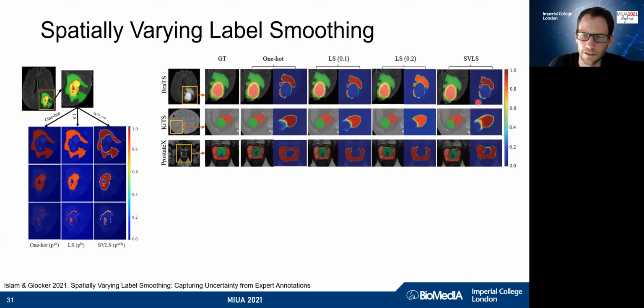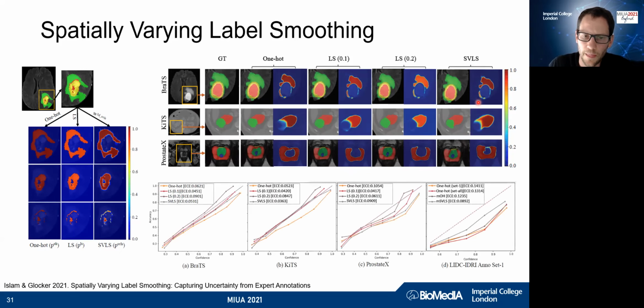reliably the underlying uncertainty. More importantly, if we look at the calibration of the network, so if we look at how the confidence of the predictions relate to the actual accuracy, you can compute these curves by binning your predictions, your samples, over buckets of confidence, and then see how many you get correct in each of those buckets. You see that both spatially varying label smoothing and label smoothing do help quite a lot with calibrating.